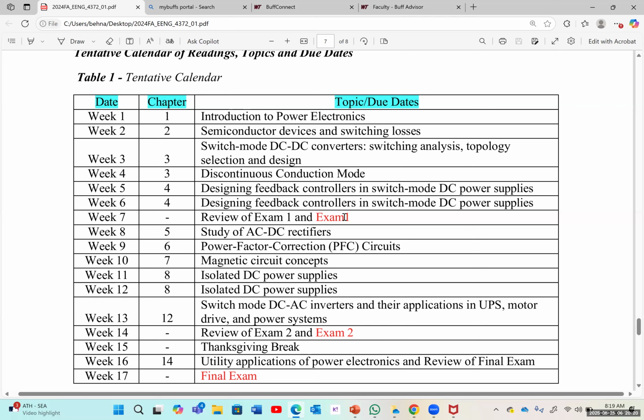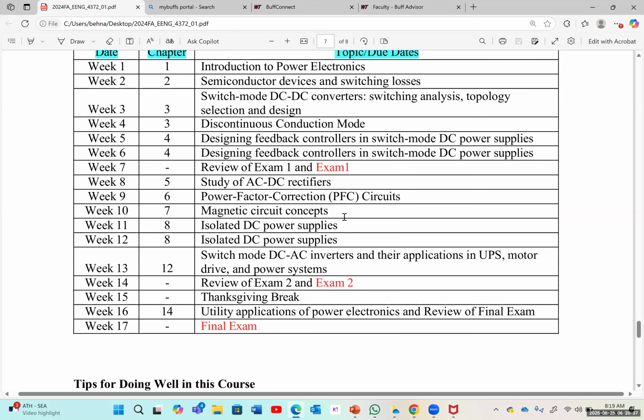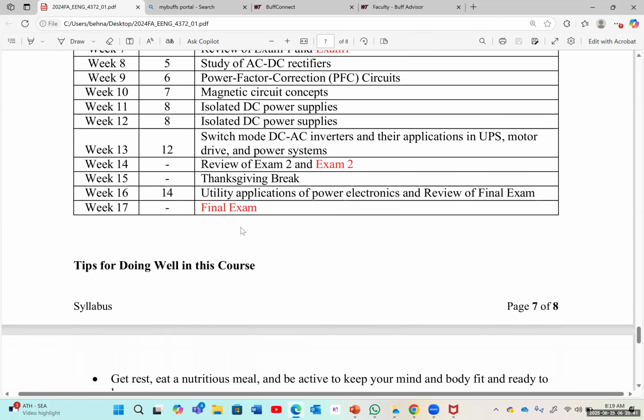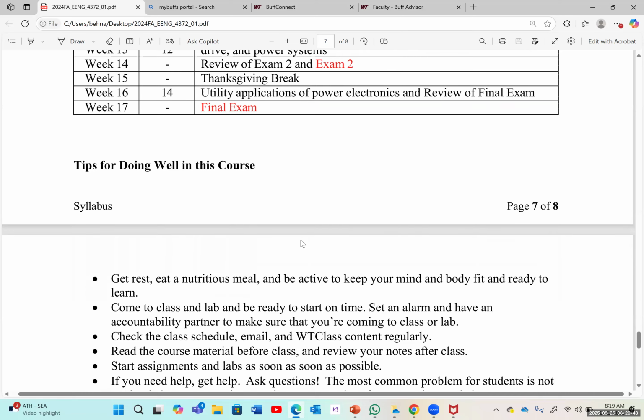into that topic. We have magnetic circuit concepts, isolated DC power supplies, switch mode DC AC inverters and their applications, and UPS, motor drive, and power systems. Then review for exam number 2, Thanksgiving break, utility application of power electronics, and review of a final exam. And then we have finally the final exam.